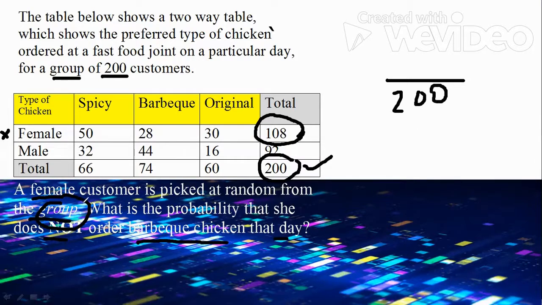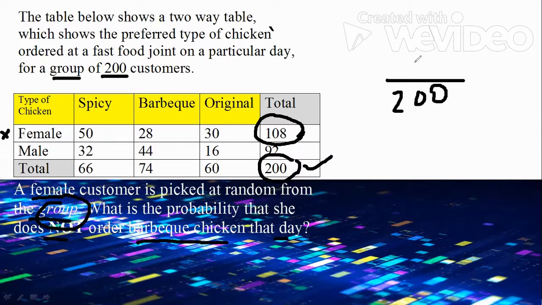If it said that a female customer is picked at random from the group of females, then it would have been out of 108. But the word "group" is a general statement. Alright, so let's move on now.